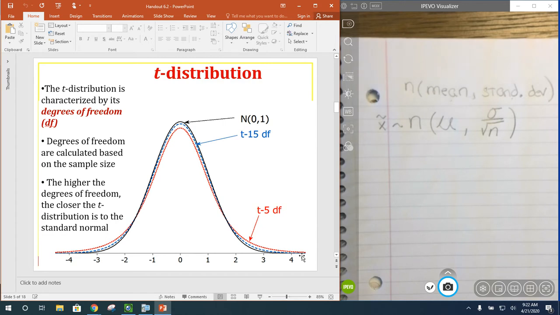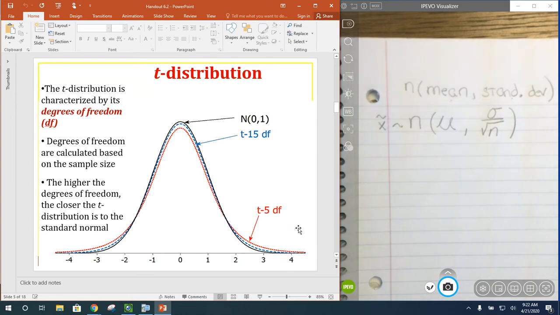You will hear that df term quite often. The degrees of freedom are related to the number of items n in the sample. It says degrees of freedom are calculated based on the sample size, and to tell you right now, they're always one smaller than the actual sample size. So if the sample size is 70, then the degrees of freedom are 69. If the sample size is 15, then the degrees of freedom are 14. The higher the degrees of freedom, the closer the t distribution is to the normal.